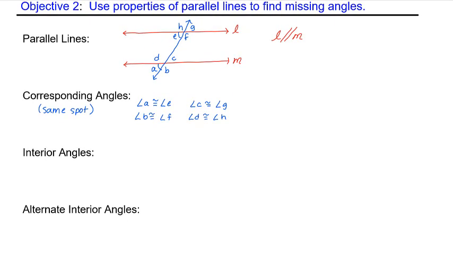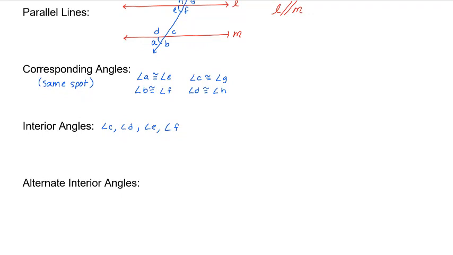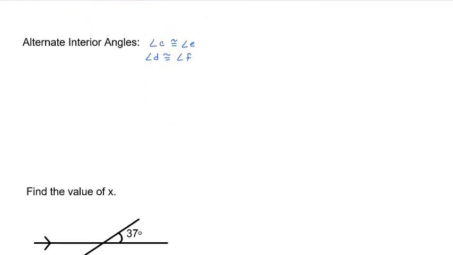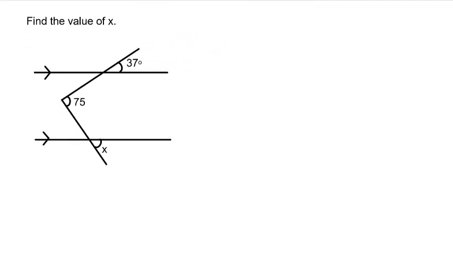Interior angles are the angles inside the parallel lines, so C, D, E, and F would be interior. Alternate interior angles are angles that are alternate of each other. So angle C is alternate to angle E, and they are congruent, and angle D is alternate to angle F, and they are congruent. With that information, we are going to find the value of x.